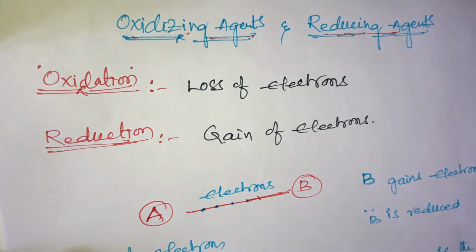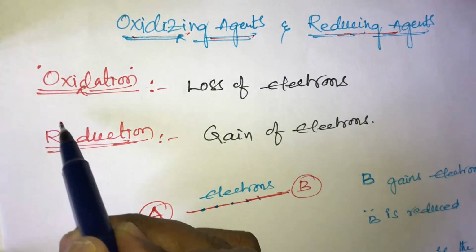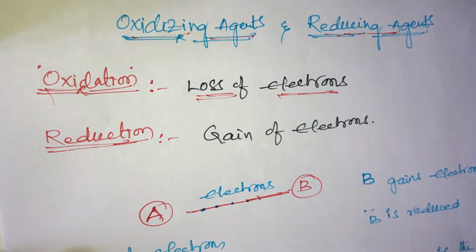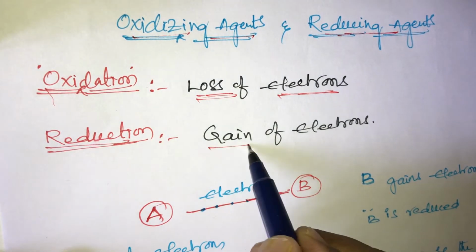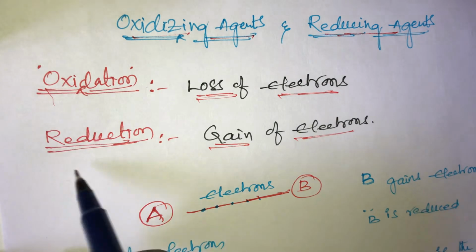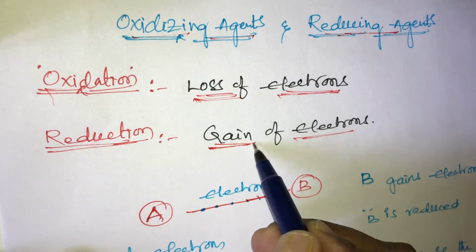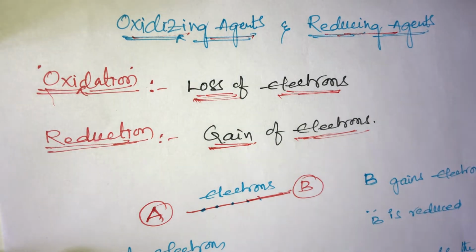First, what is oxidation? Simple definition: oxidation means loss of electrons, and reduction means gain of electrons.